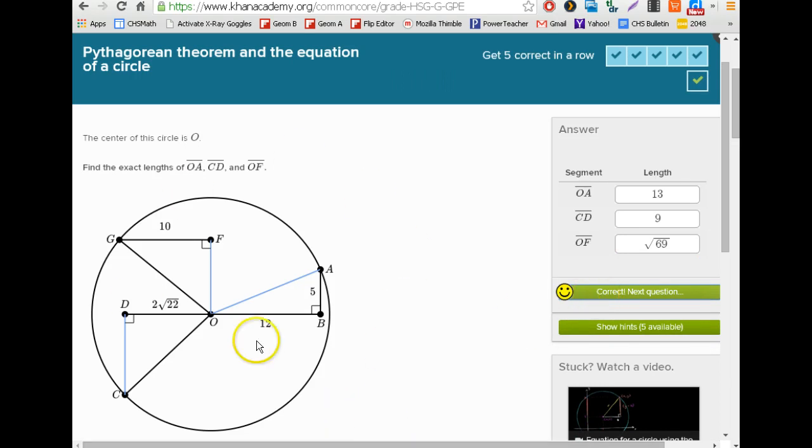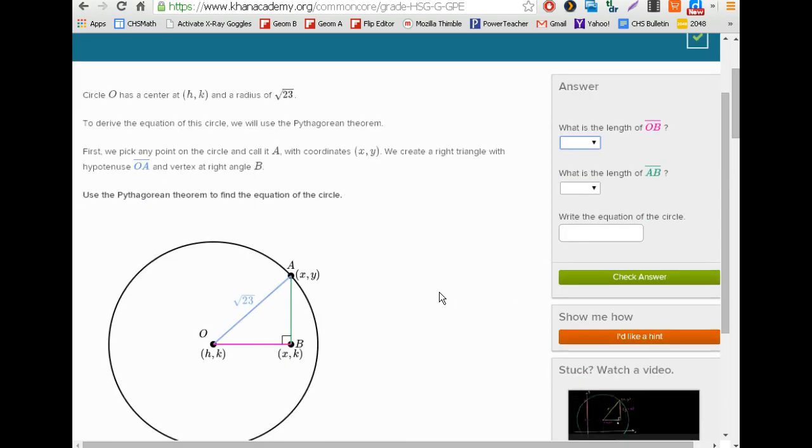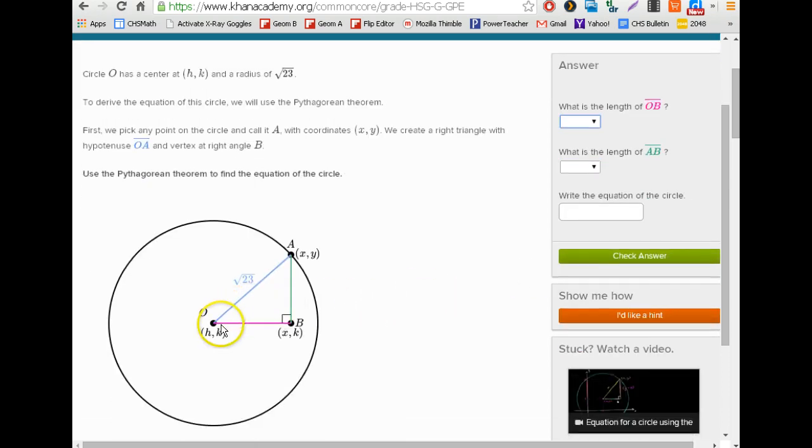Go ahead and get these problems. Let's see if the next one looks exactly like it. I won't do it for you. And it pretty much looks the same. Let's see, h minus k, or h minus x, and y minus k. So pick any point in the circle, call it A. The coordinates x, y. We create a right triangle. So what is the length of OB?